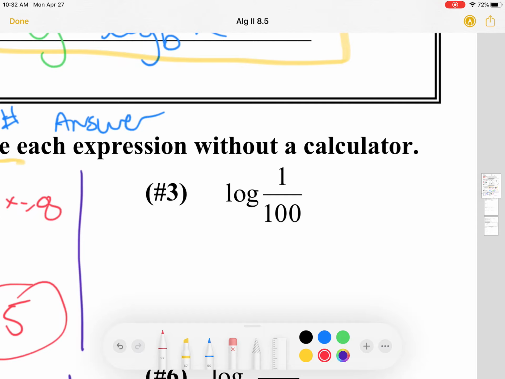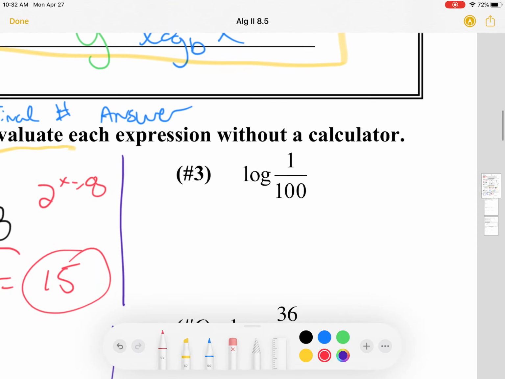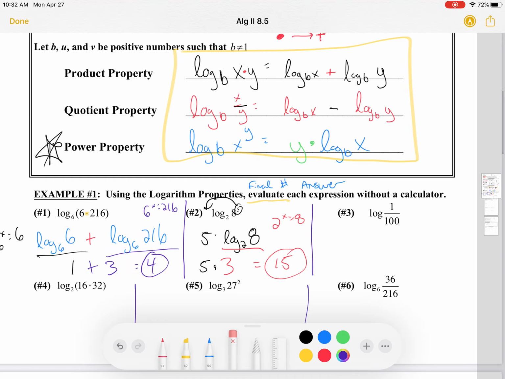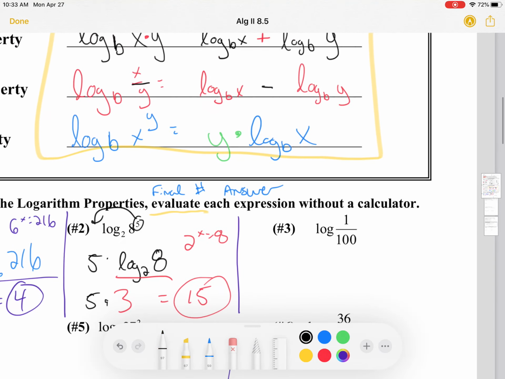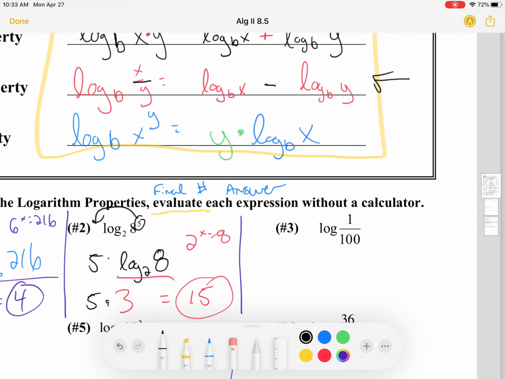On to number 3. Okay, we are dividing here. Dividing. What property are we going to use? Probably the quotient property. The quotient property says if I have x over y, so 1 over 100, I separate it apart: log of 1 minus log of 100. Remember, this is log base 10 and log base 10.